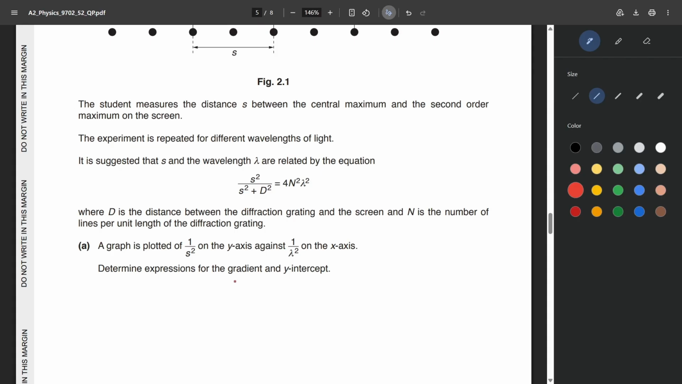Okay, so first let us convert this equation to resemble an equation of a straight line. Equation of a straight line is given in the form y equal to m times a variable plus c, where m and c are both constants. Okay, so to resemble this in the format of the straight line equation, we need to first isolate 1 over s square and 1 over lambda square. So if we reciprocal both sides of this equation, it gives us s square plus d square over s square is equal to 1 over 4n square lambda square.